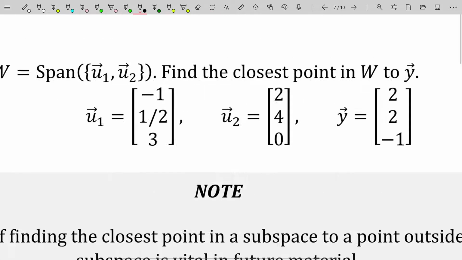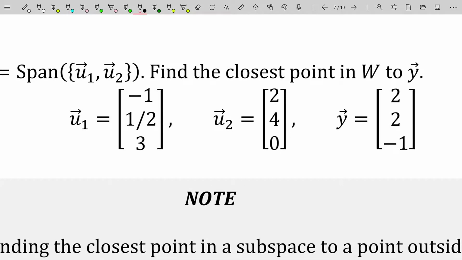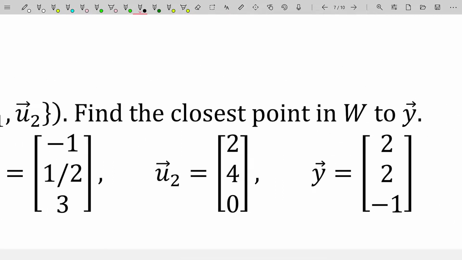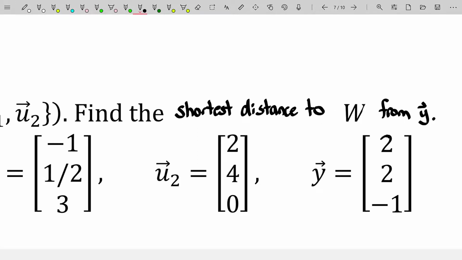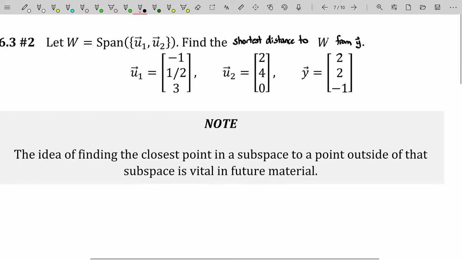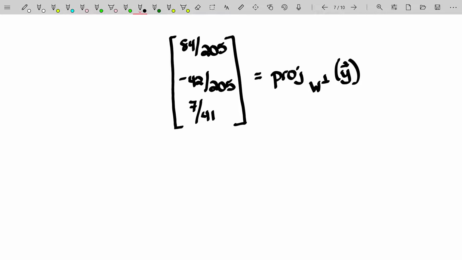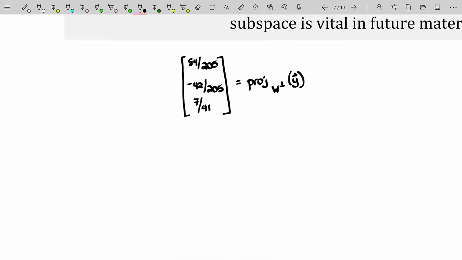And let's reread, because I just noticed all we're being asked to do is find the closest point in W to y. I actually think that this should be relabeled to be find the shortest distance in W to y. So I'm going to relabel that. All right, that being corrected, find the shortest distance to W from y. That would just be the magnitude of this vector. Now again, as I mentioned earlier, my fault for having a terrible problem set up here, but such is life. Let's go ahead and find the magnitude of this vector.